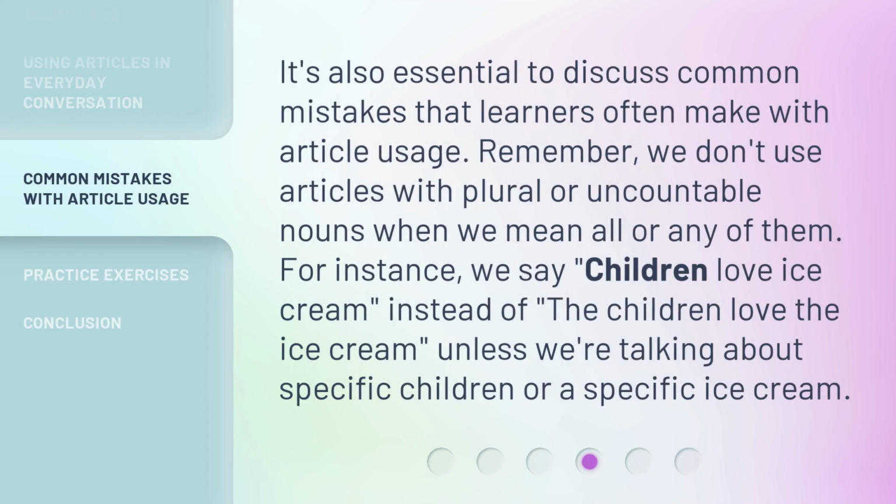It's also essential to discuss common mistakes that learners often make with article usage. Remember, we don't use articles with plural or uncountable nouns when we mean all or any of them. For instance, we say, children love ice cream, instead of, the children love the ice cream, unless we're talking about specific children or a specific ice cream.